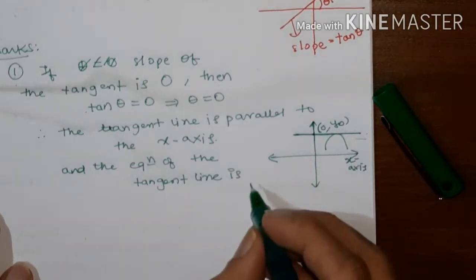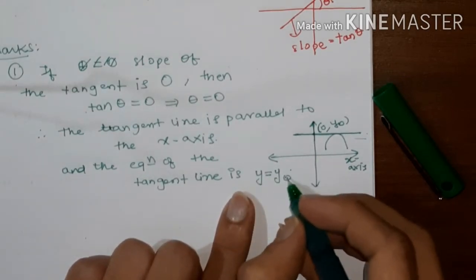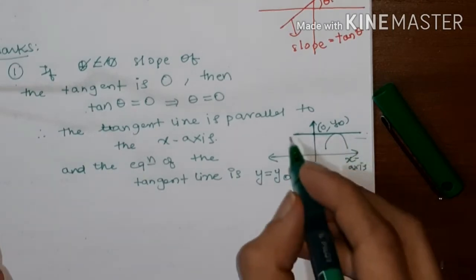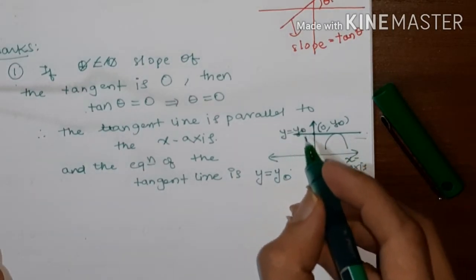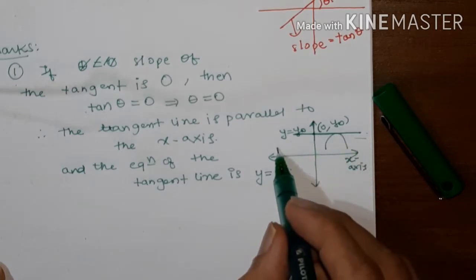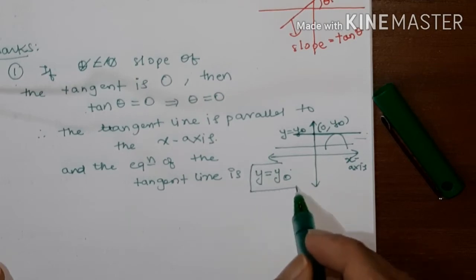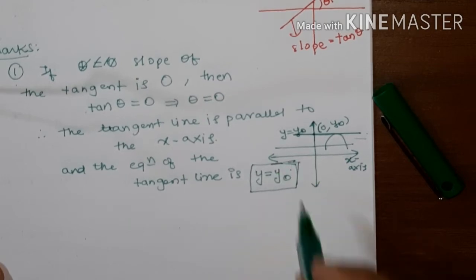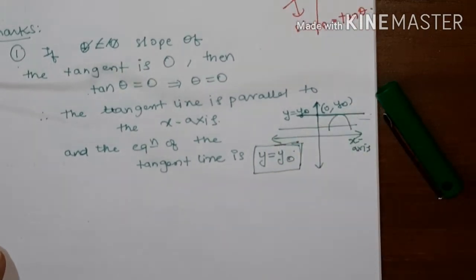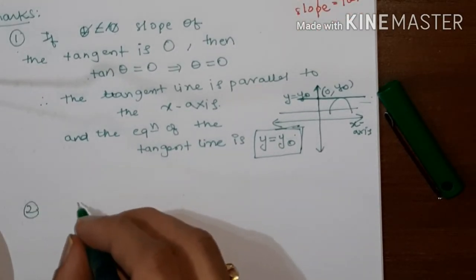So the equation of the tangent line will be what? y equal to y naught, right? y equal to y naught here. Understood? The equation of all the lines which are parallel to the x-axis is of this form. You have studied this in the earlier classes, right? So y equal to y naught. Now let us look at the second remark.